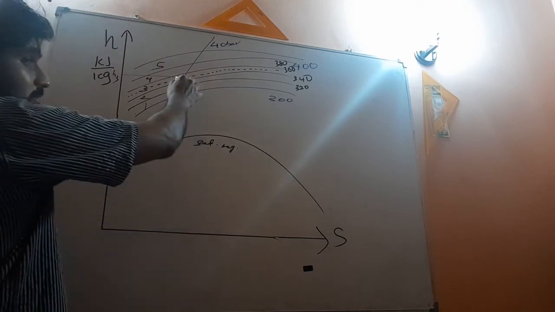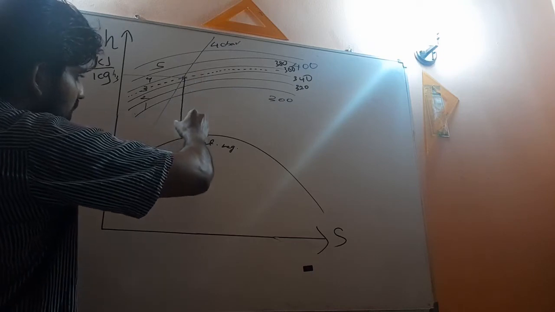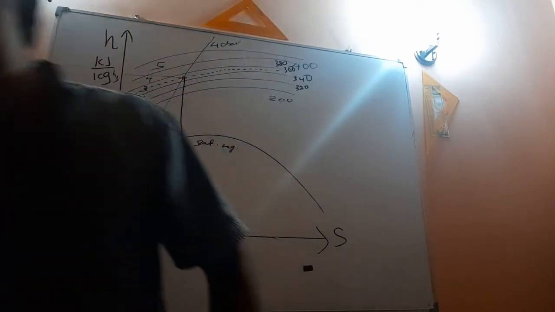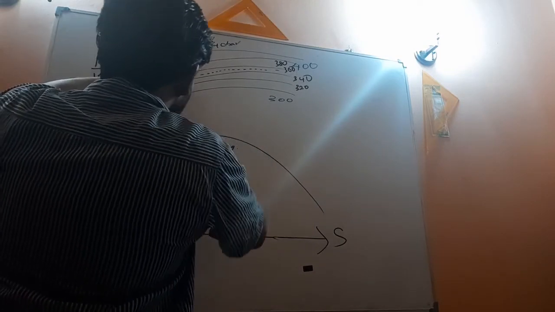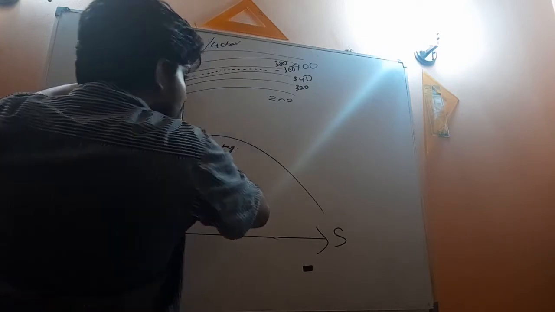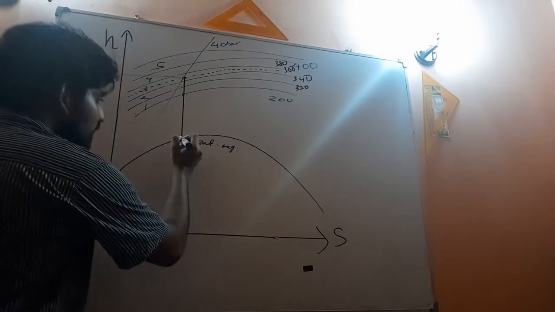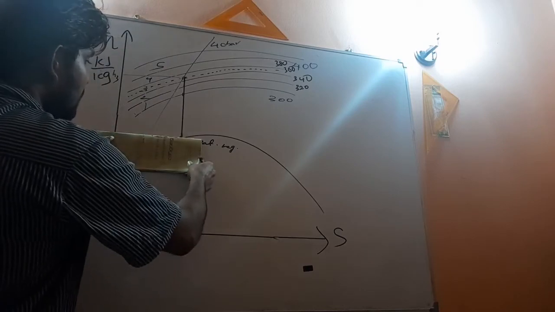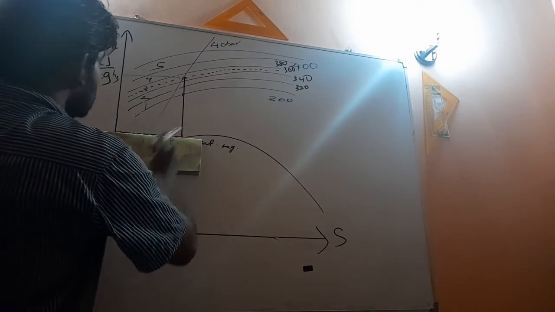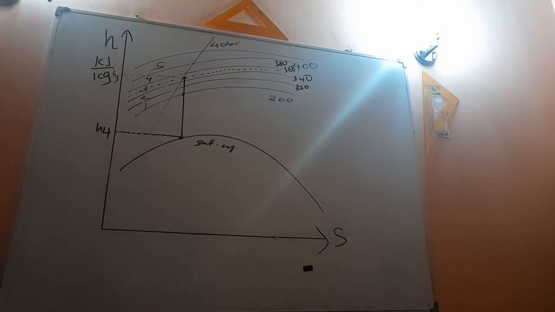So from this point, project vertically downwards. I will use the ruler, project vertically downwards until it touches the saturated curve. Then here you have the intersection. From this intersection, again project horizontally to the y-axis. Then you have enthalpy H4. Okay, got it. So now the next scenario.